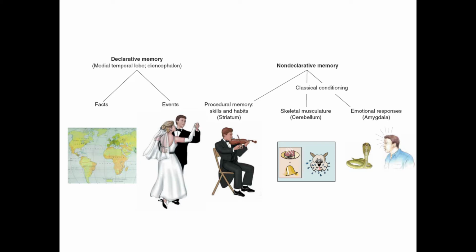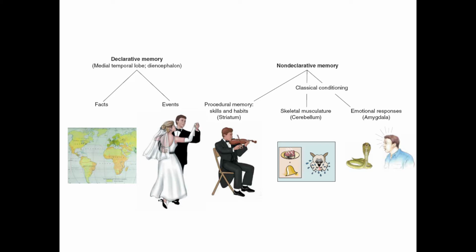24.1, is a figure depicting different types of memory. We have two big memory types called non-declarative and declarative memory. And for declarative memory, we further divide it into memories for facts, also called semantic memory, and for events, also called episodic memory.